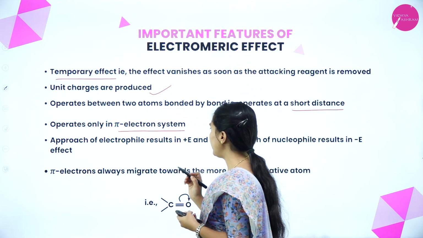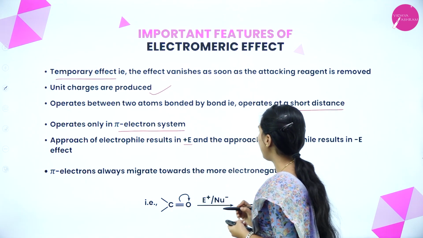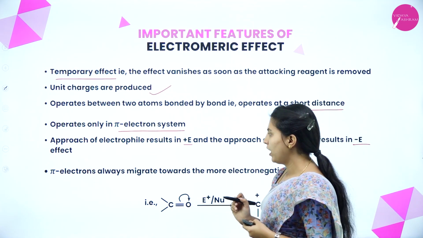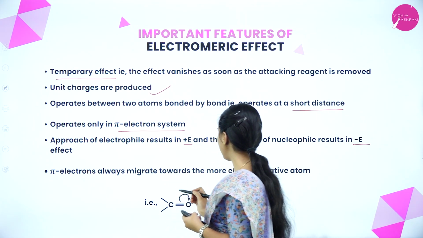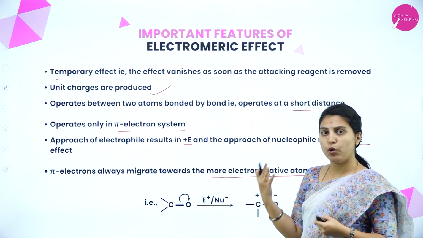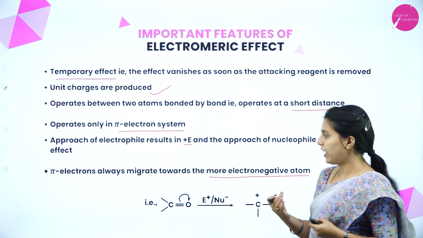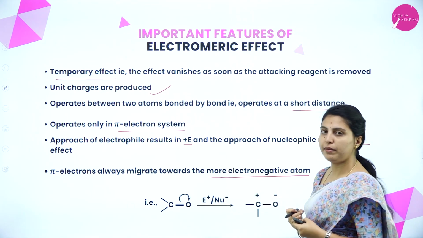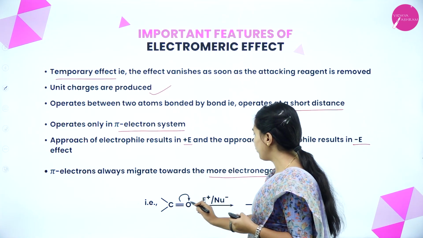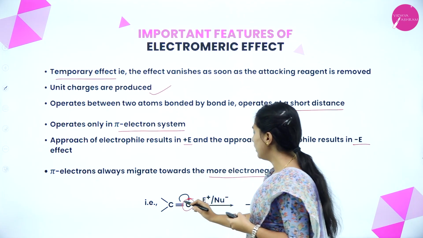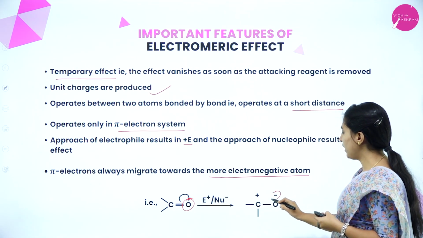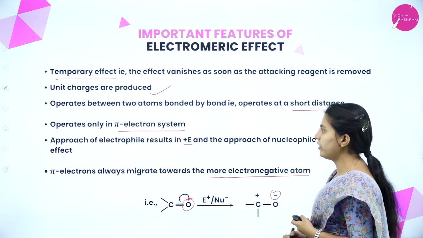Approach of an electrophile results in plus E and approach of a nucleophile results in minus E effect. And pi electrons always migrate towards the more electronegative atom. Wherever the more electronegative atom is present, there only the pi electrons will migrate. In this pi bond, see here, the pi electrons will be moving towards the electronegative atom, that is oxygen, which is more electronegative. Here also it will be added, okay, meaning electron rich will be there.